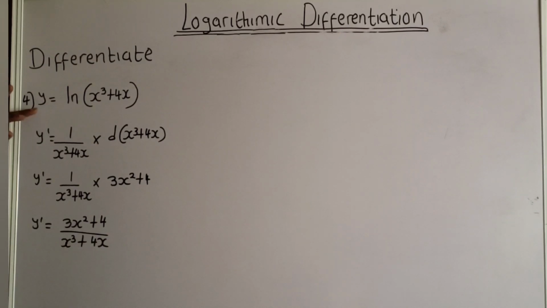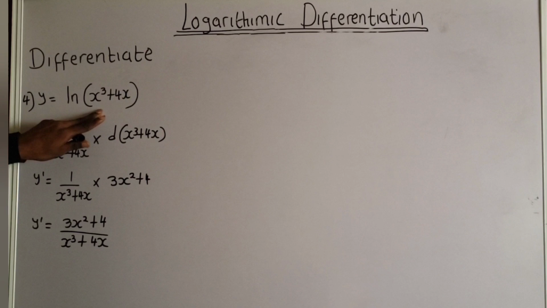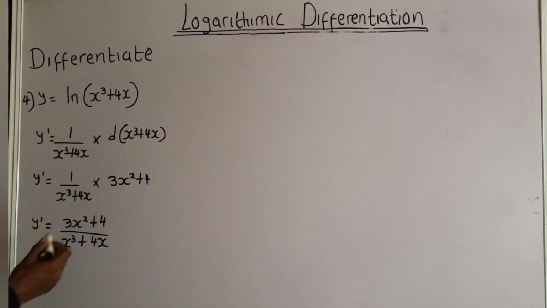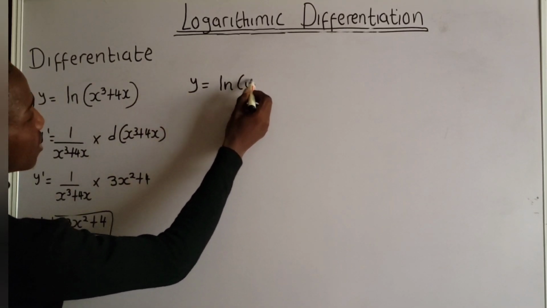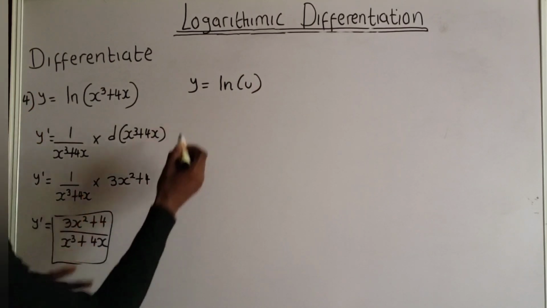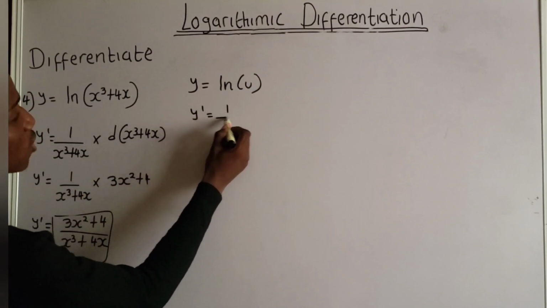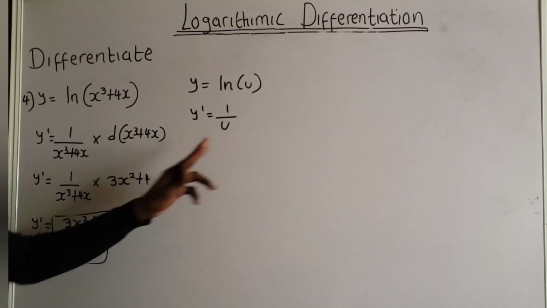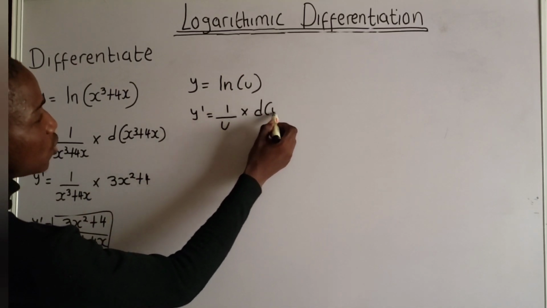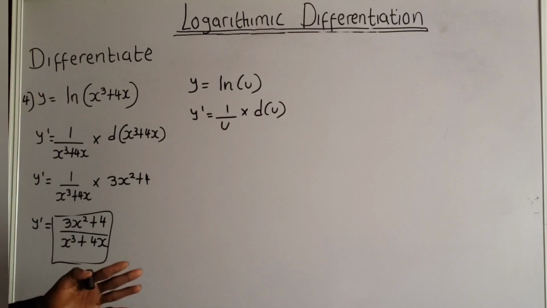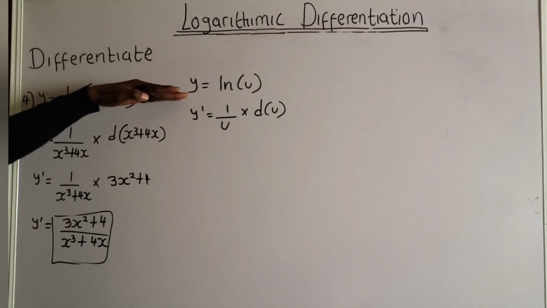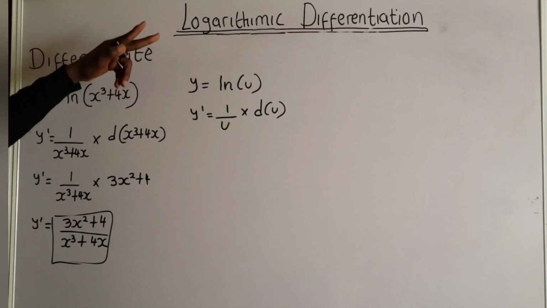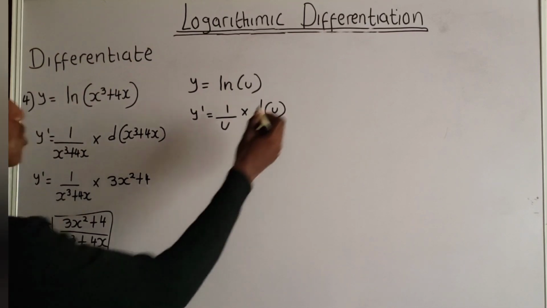You understand? So the derivative of y equals natural log of x raised to the power of 3 plus 4x equals what? Is this. So please, I want you to remember this formula. When you are told to find the derivative of y equals ln u, the derivative of y equals 1 all over the function inside the bracket, which is u, multiplied by the derivative of u. You understand? That is how to find the derivative of this function. You understand what I'm saying? So in logarithmic differentiation, it is very important that you know this formula. Okay, let's have another work example.